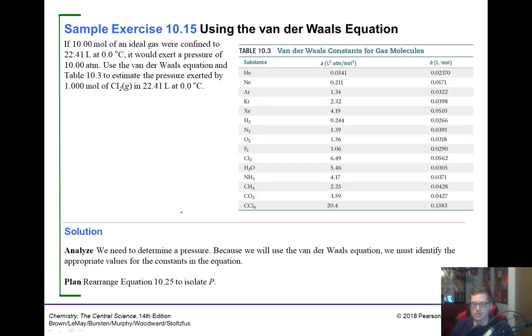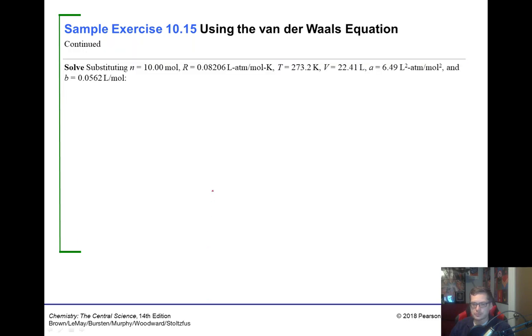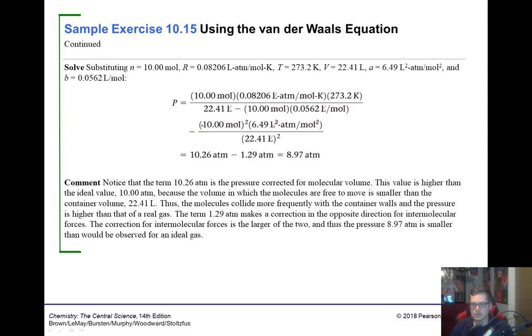So they rearrange it to isolate P, and then here are all their values. Their n is 10. The R value is 0.0821 because we're in atmospheres. Then temperature, volume, the a value and b value for chlorine. Then they simply plug all these in, and there it is. Here's our pressure.